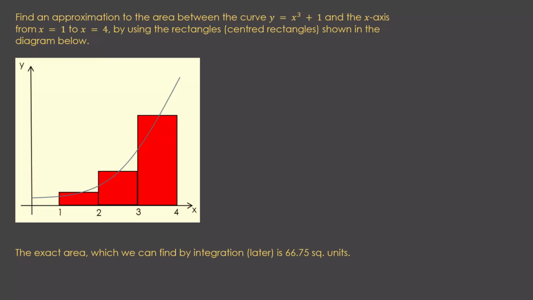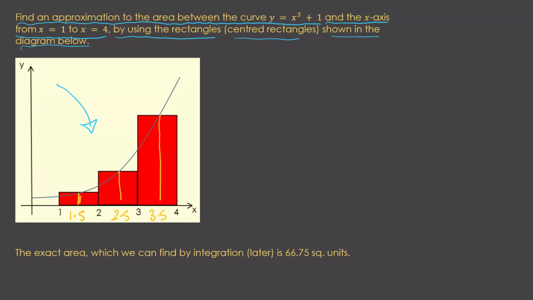Another way of getting a better estimate is to use centered rectangles. So what we're going to do here is find an approximation to the area between the same curve, y equals x cubed plus 1, and the x-axis from x equals 1 to x equals 4 by using the rectangles, and they're centered rectangles, shown in the diagram below. Now they're centered because we're taking the height at the center of the interval. So in other words, at 1.5, 2.5 and 3.5.